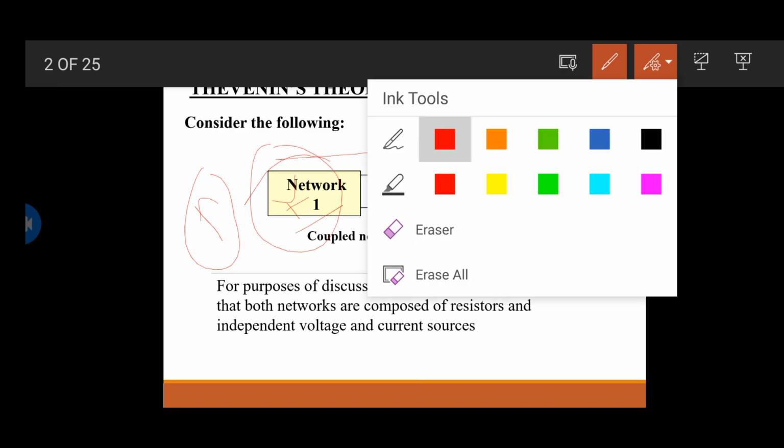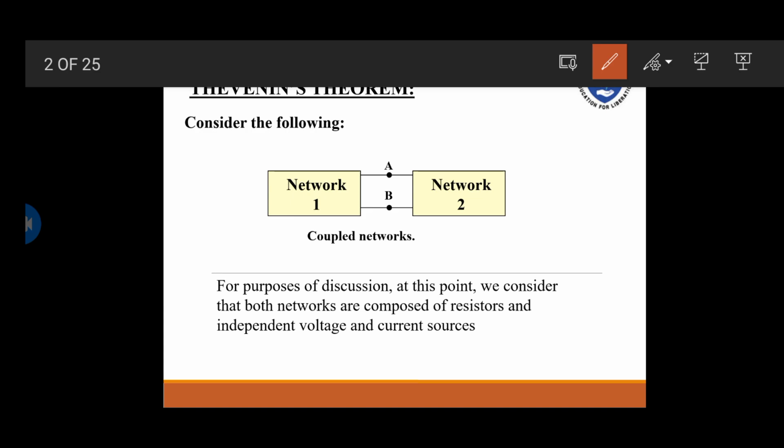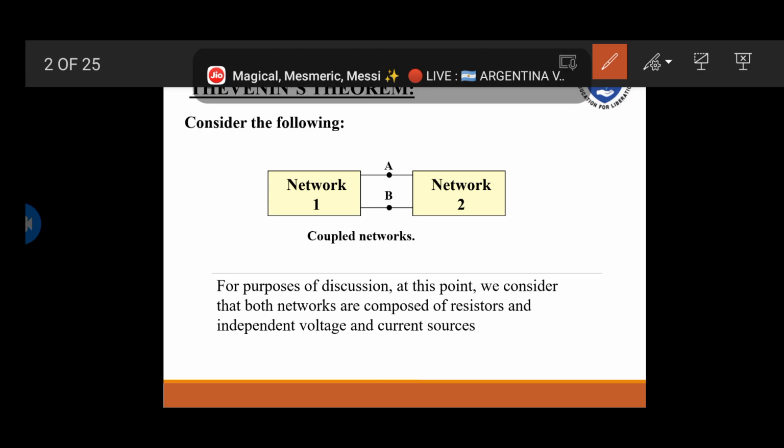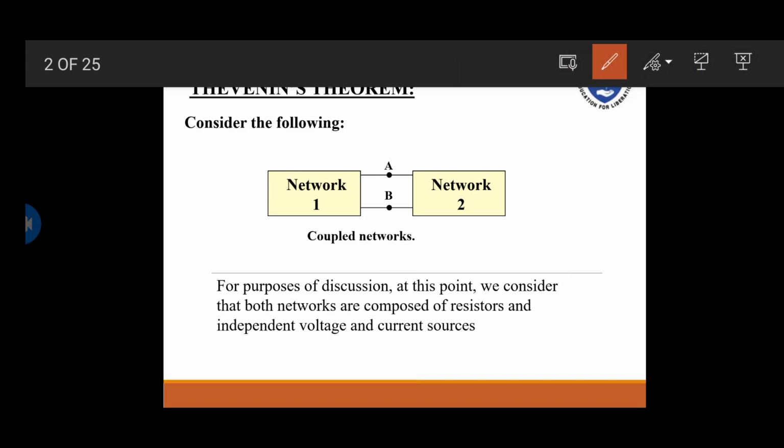Let us consider this network 1 and network 2. For the purpose of discussion at this point, we consider both networks are composed of resistors and independent voltage sources and current sources. A circuit may consist of many independent current sources or dependent current sources or dependent voltage sources or independent voltage sources. Before that, let me give a short introduction about what makes the difference between dependent and independent.